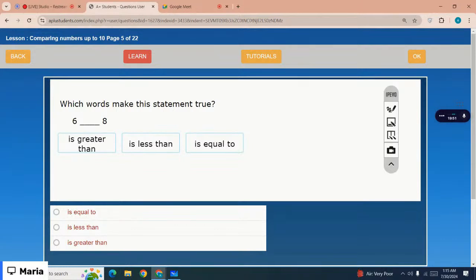Which words make the statement true? 6 and 8, which is the correct option?